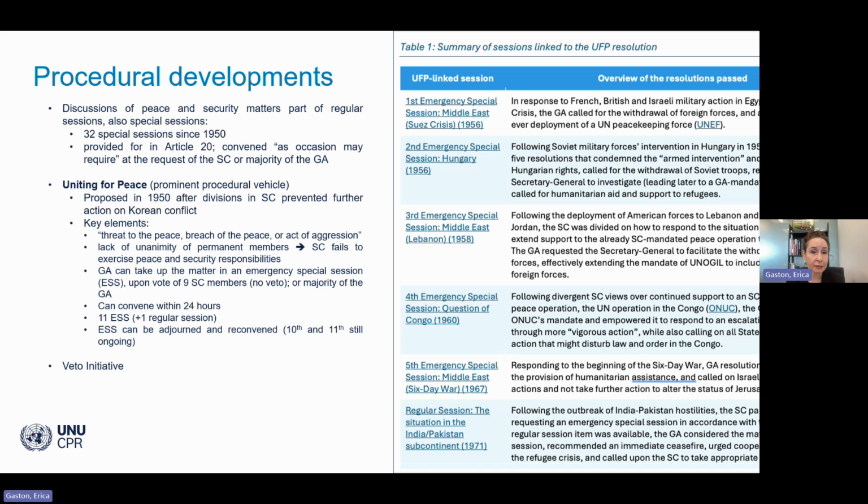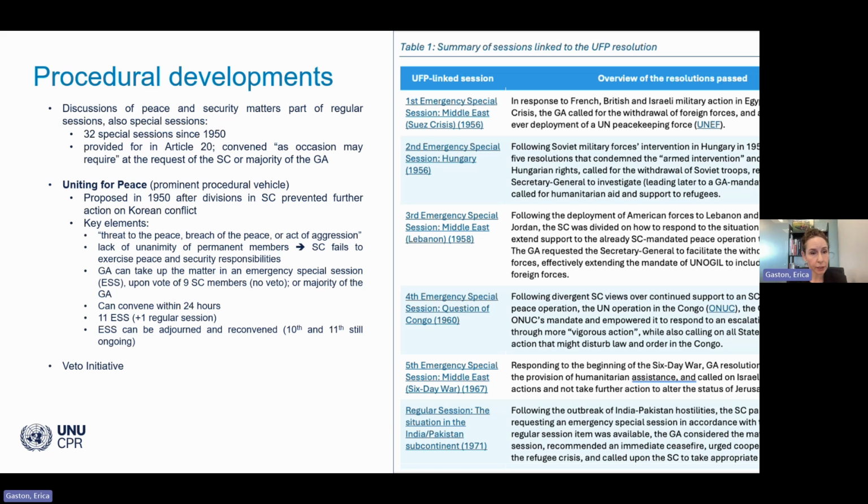It emerged in 1950 after divisions over the Korean conflict and the Security Council really being unable to act. It was introduced as a resolution: where there is a situation where there's a threat to peace and active aggression, and the Security Council, because of divisions between its permanent members, is unable to take up its peace and security responsibilities, the GA can then take up the matter in an emergency special session. It needs a vote. It's not an automatic process that happens whenever, for example, there's a veto on a peace and security matter.